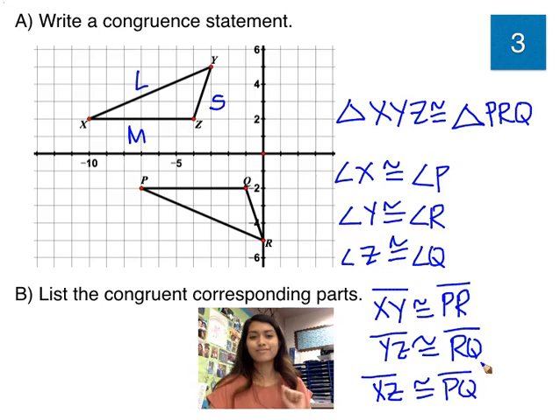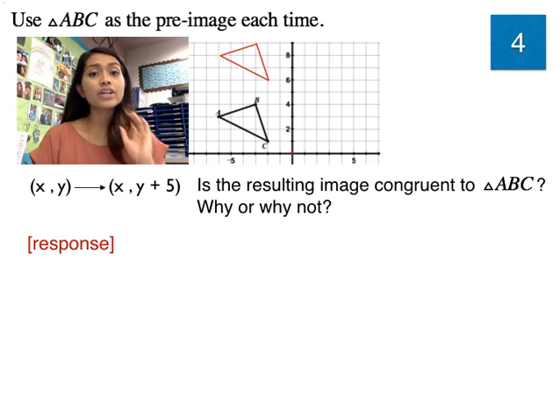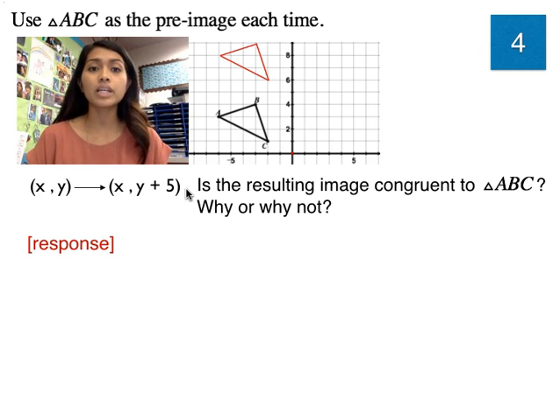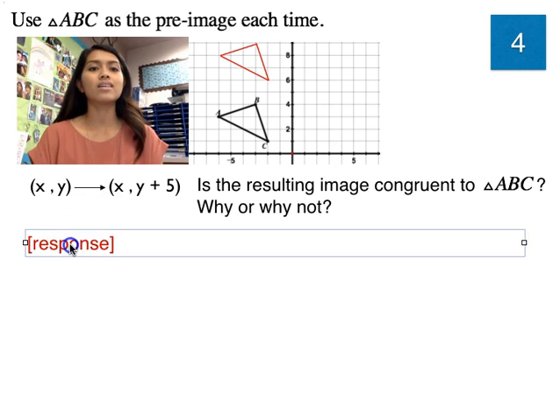Done. So now for number 4, here they give us a pre-image and an image. So basically it says here that it is a translation. I can clearly see that it translated upwards. It's asking me, is the resulting image congruent to triangle ABC? Why or why not? Duh.